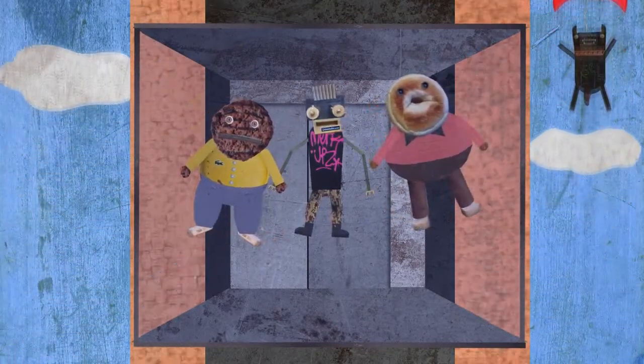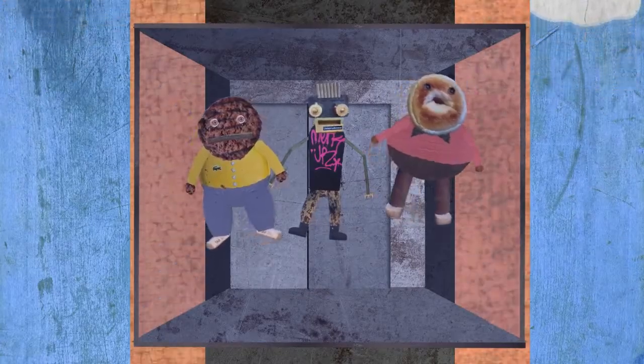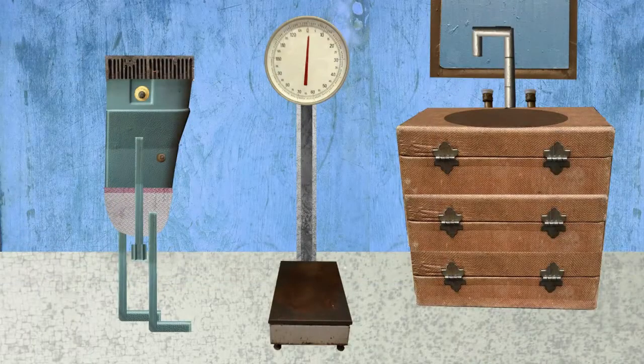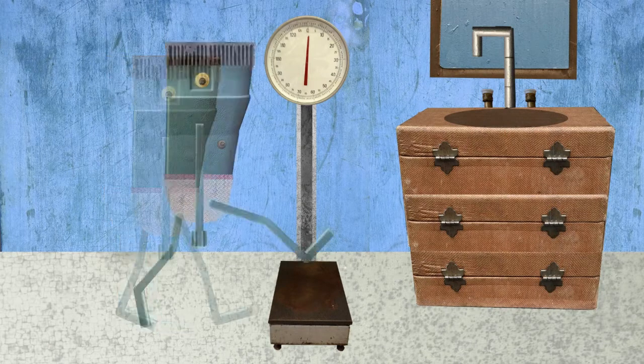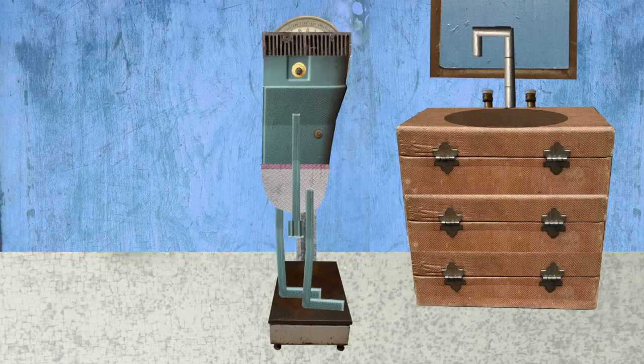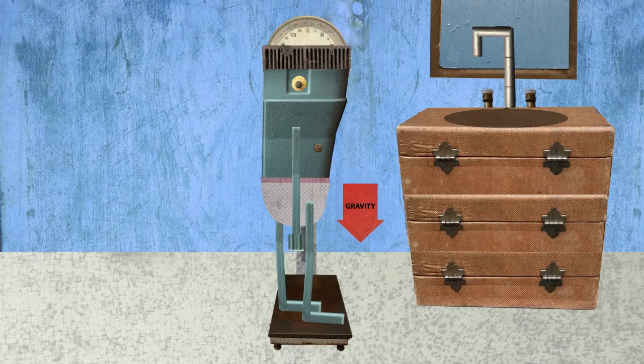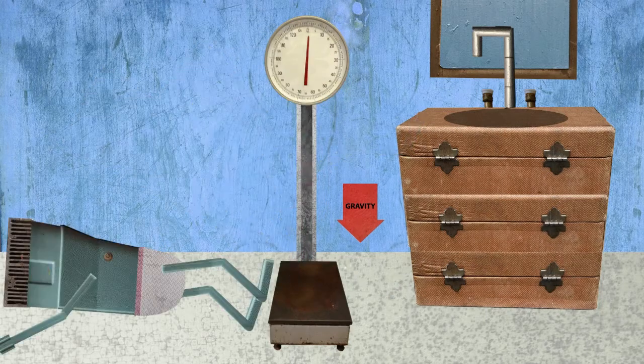Let's examine the elevator problem one step at a time. First, consider a scale. You know, the kind of scale you weigh yourself on. When you step on a scale to weigh yourself, there are two forces involved. One, gravity pulls you down. Two, the scale pushes you up.